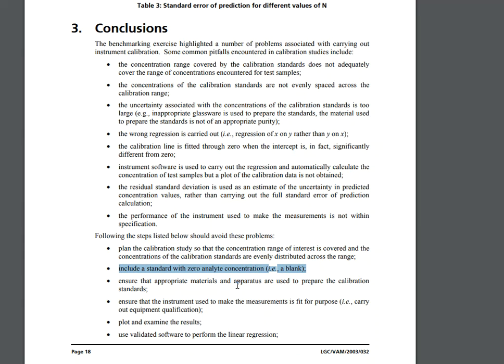Ensure that appropriate materials and apparatus are used to prepare the calibration standards. So if you're doing really small volumes, make sure you're using micropipettes. If you're doing large volumes, make sure you have appropriate volumetric glassware to do them with. Next, ensure that the instrument used to make the measurements is fit for its purpose, right? So don't be using the wrong instrument to analyze these samples when it's not going to do you any good.